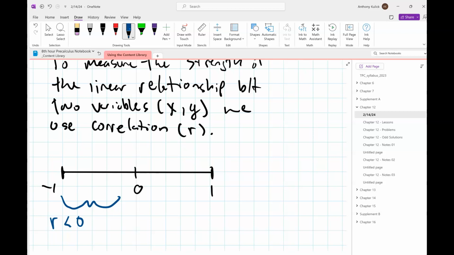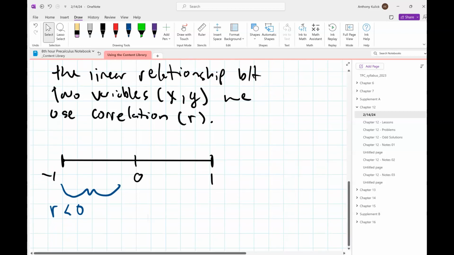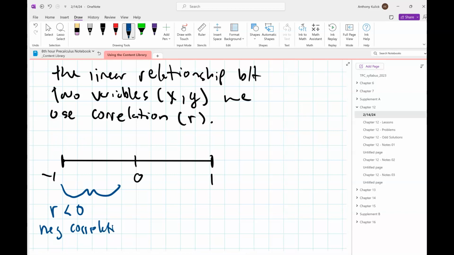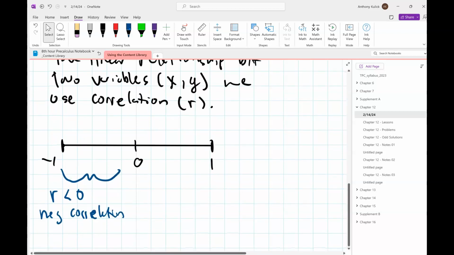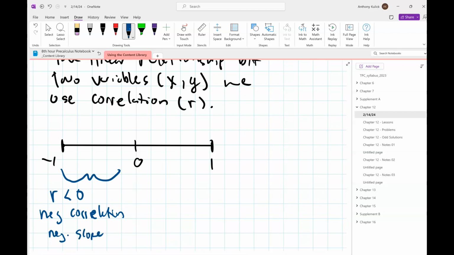If that R is negative, that means the correlation is negative, which means the same thing as the data having a negative slope to it. If that R value is positive, we say that's a positive correlation, and that's like the data having a positive slope to it.